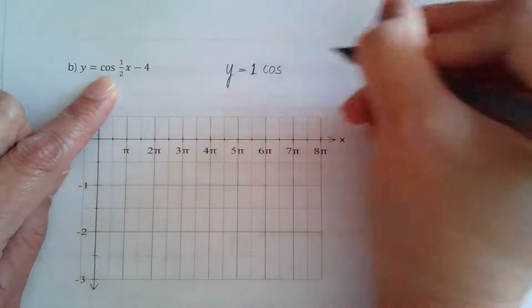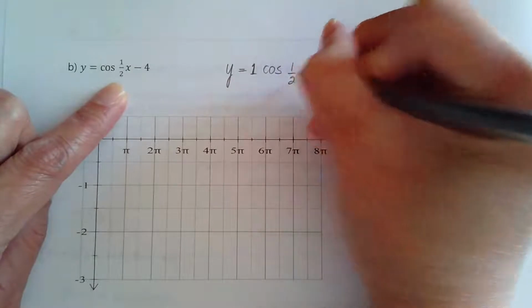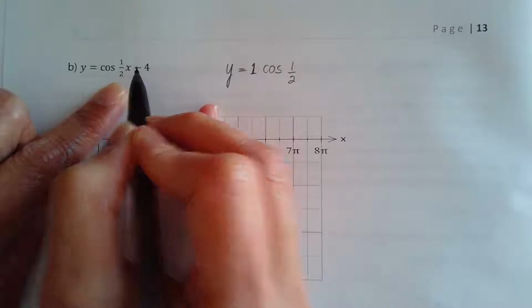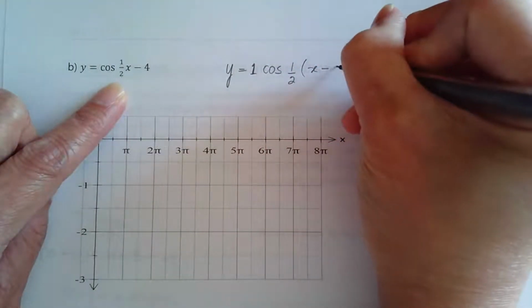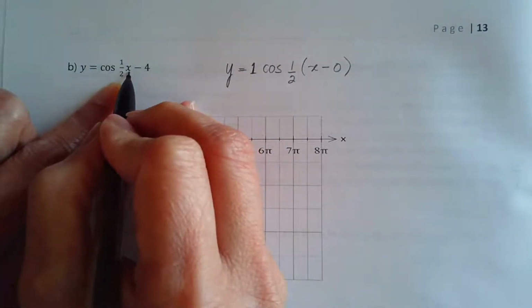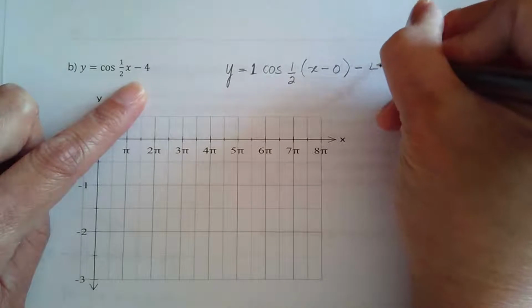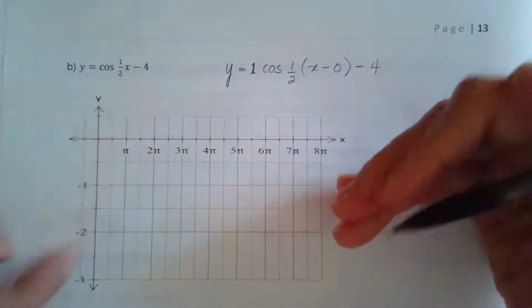Cos, B is 1/2. Now, there are no brackets around here, so that tells me that it's x minus 0. So that means 0 is the phase shift or horizontal shift. And then the minus 4 is our vertical shift. So it means bringing it down 4.